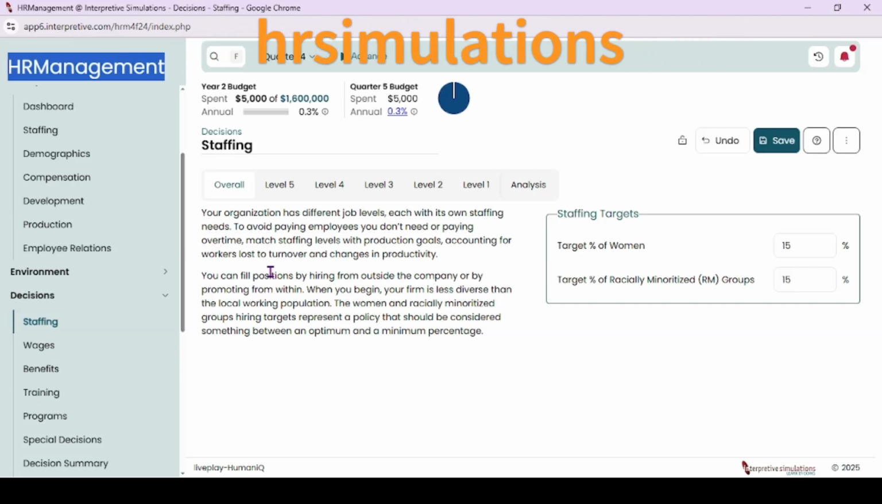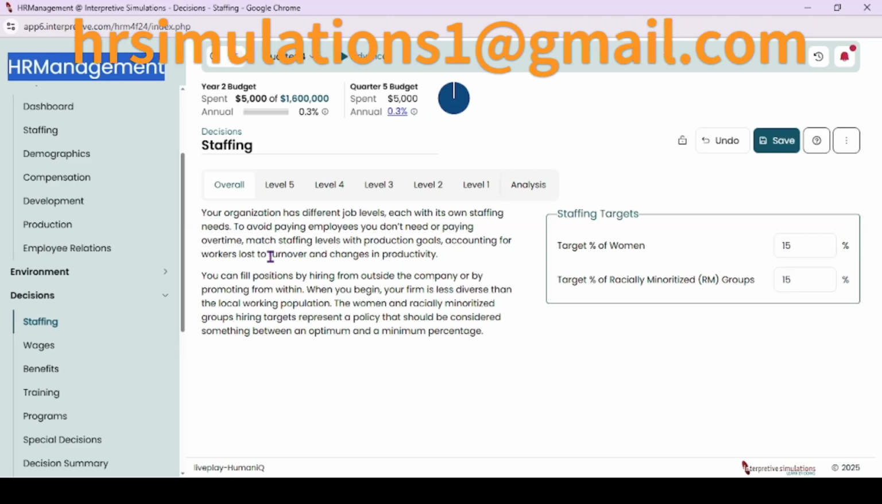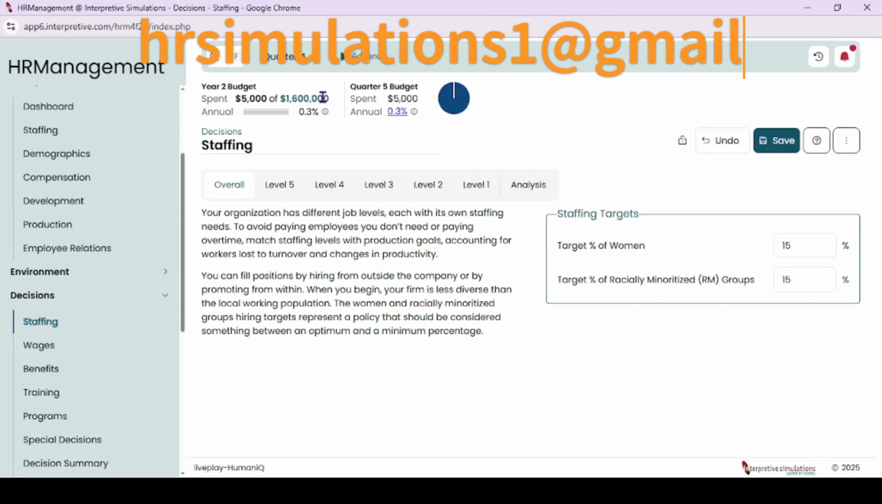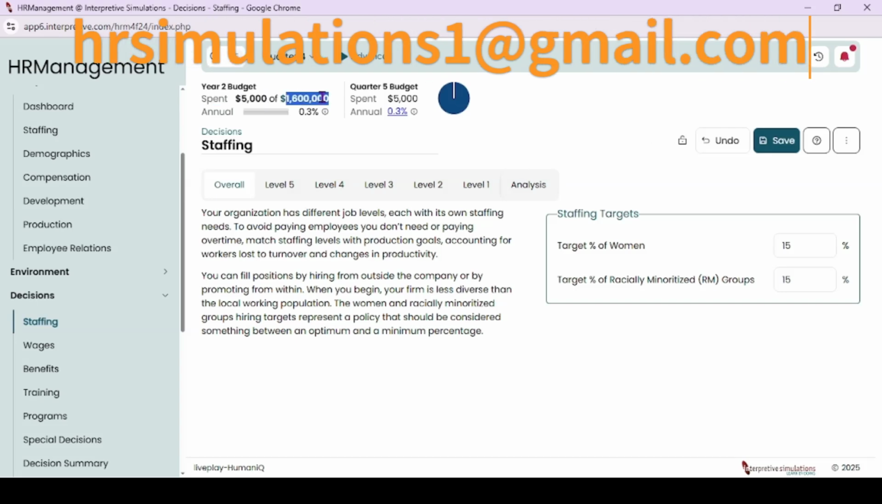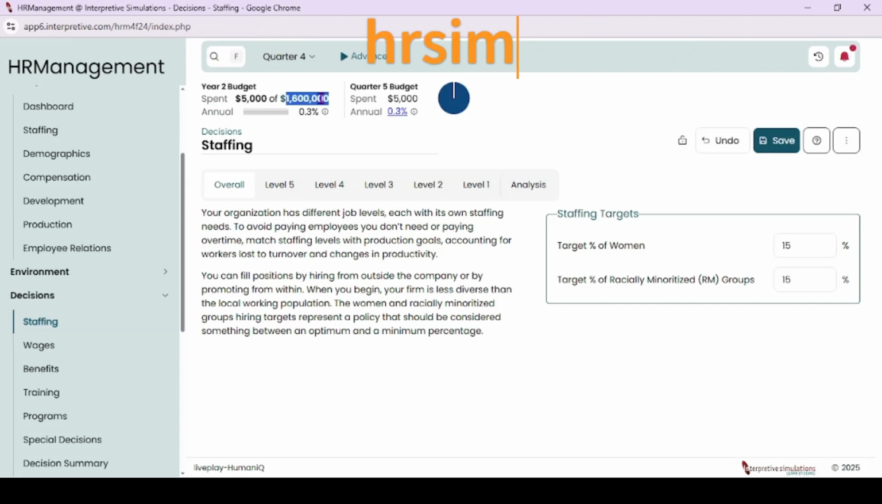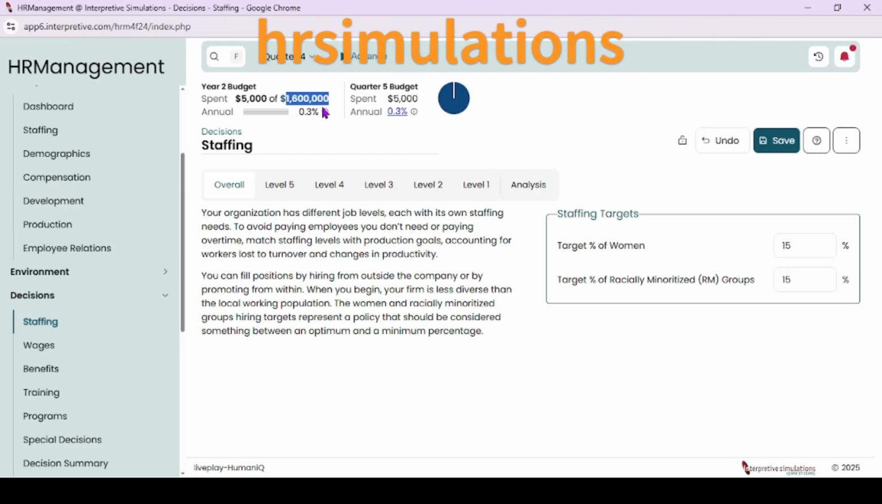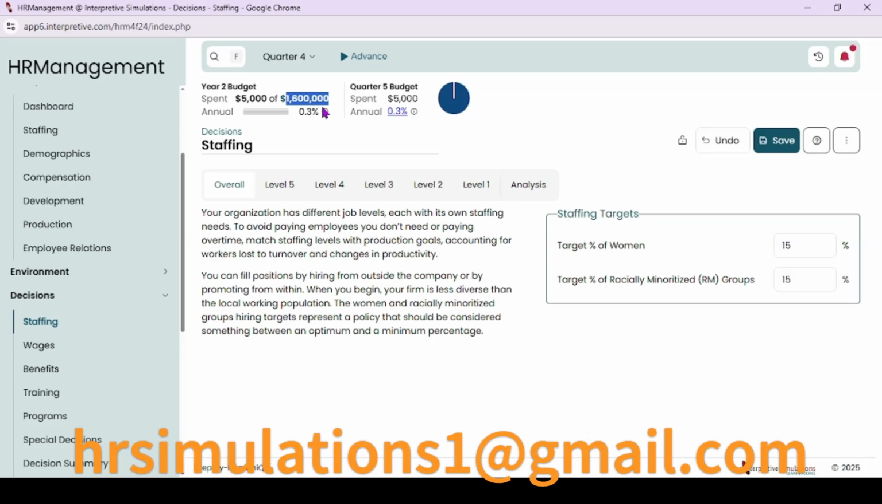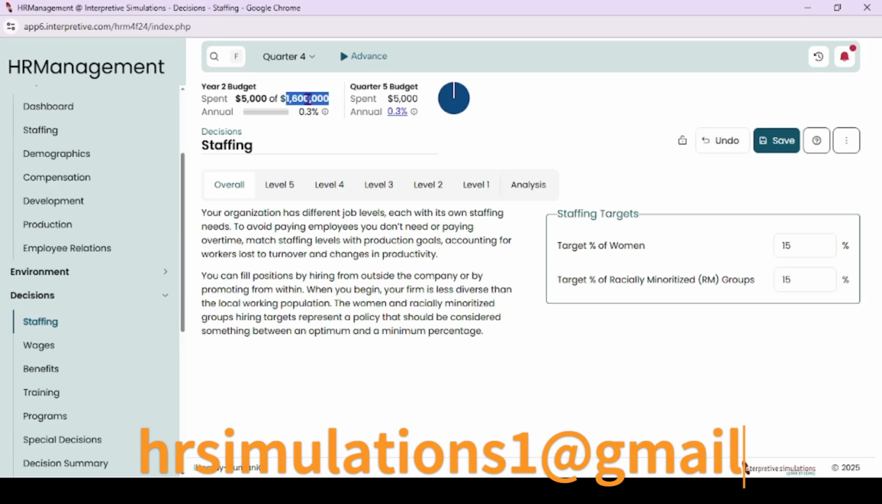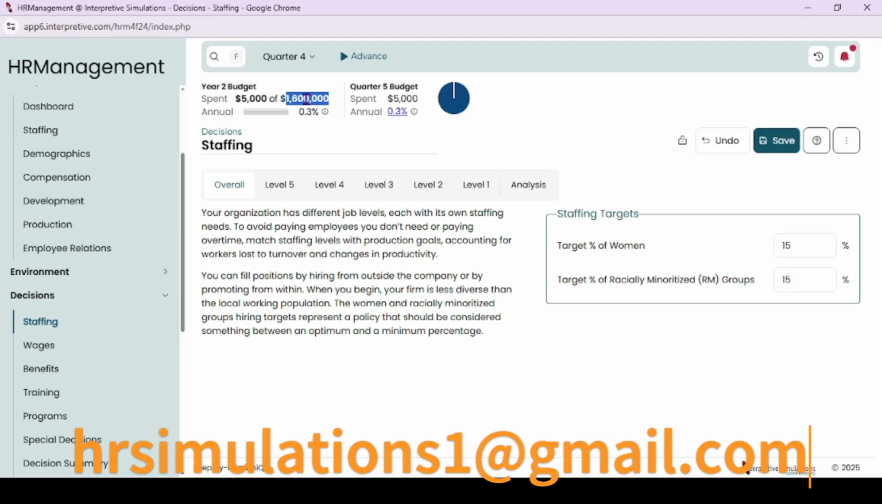So in this 5th round of the simulation, we have been allocated 1.6 million, and this means that it will cover the other 4 quarters of the simulation. Remember that the simulation is made up of each and every quarter. So 4 quarters are given a particular budget. This budget, you don't need to spend it all in one round. You need to spend it within that particular number of quarters.